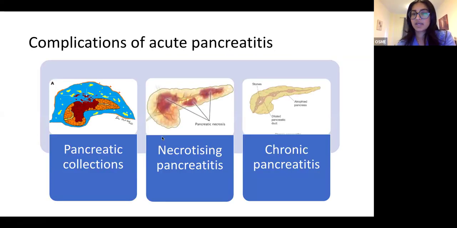Okay, and in terms of complications of acute pancreatitis, it can lead to pancreatic collections around the pancreas, which can form a pseudocyst. It can also lead to necrosis of areas of the pancreas, so the cells die, and this could lead to complications in the future, like diabetes, if the cells producing the insulin in the islets die. And it could also lead to chronic pancreatitis as well, where the structure of the pancreas changes and its overall exocrine and endocrine capacity declines over time.